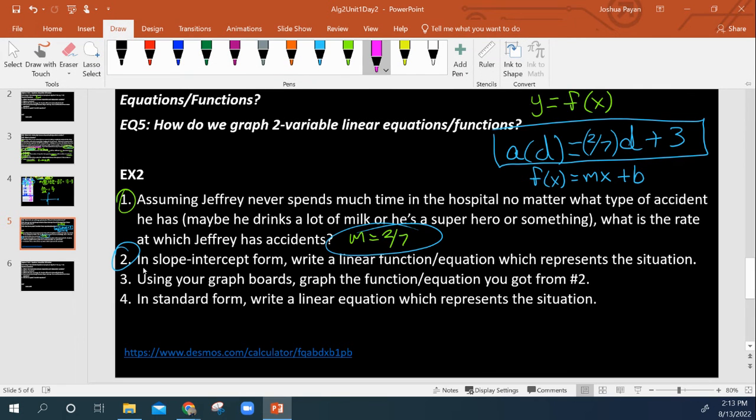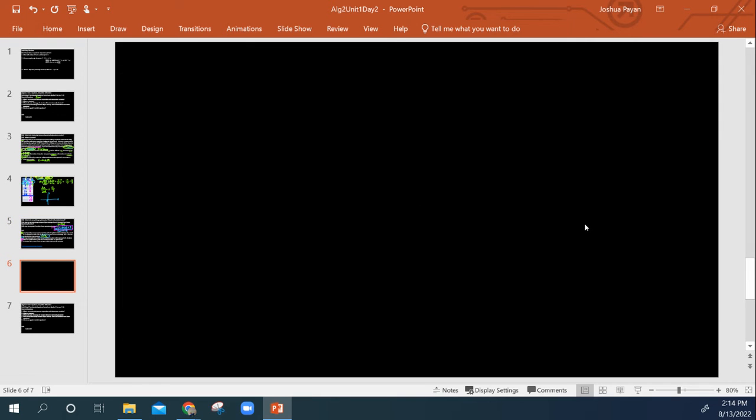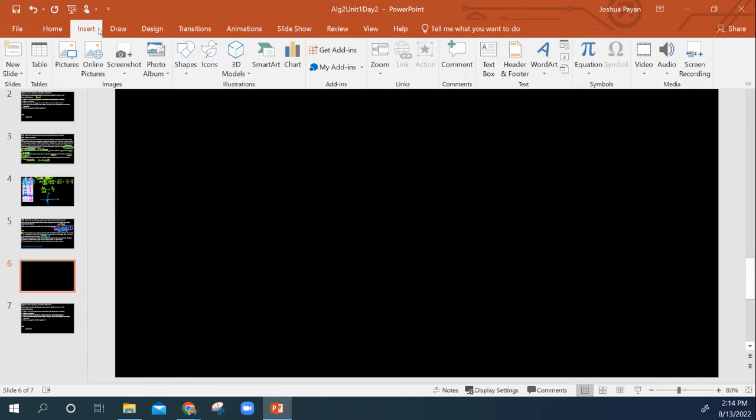So then on to number 3, using your graph boards. Of course, you probably don't have a graph board at home, but if you have graph paper or something, graph your function or equation that you got back here from number 2. Okay, so we're going to graph this guy. And if you were going to do that on paper, let's see if I can insert a blank graph for us here.